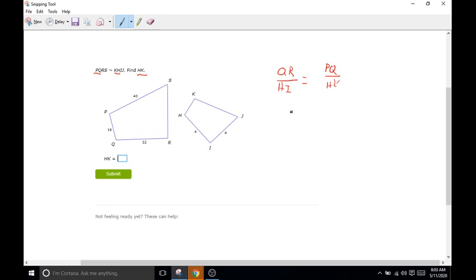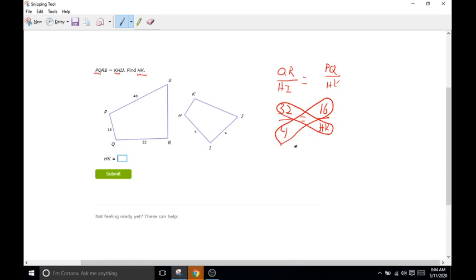Now we'll plug in the numbers. QR is 32 over HI, which is 4, equals PQ, which is 16, over our missing HK. Now I'm going to cross multiply. It doesn't really matter the order. You could have gone HI over QR equals HK over PQ and had them flipped. It doesn't matter, just as long as you're consistent and stick with the same format, left to right or side to side, you're fine.